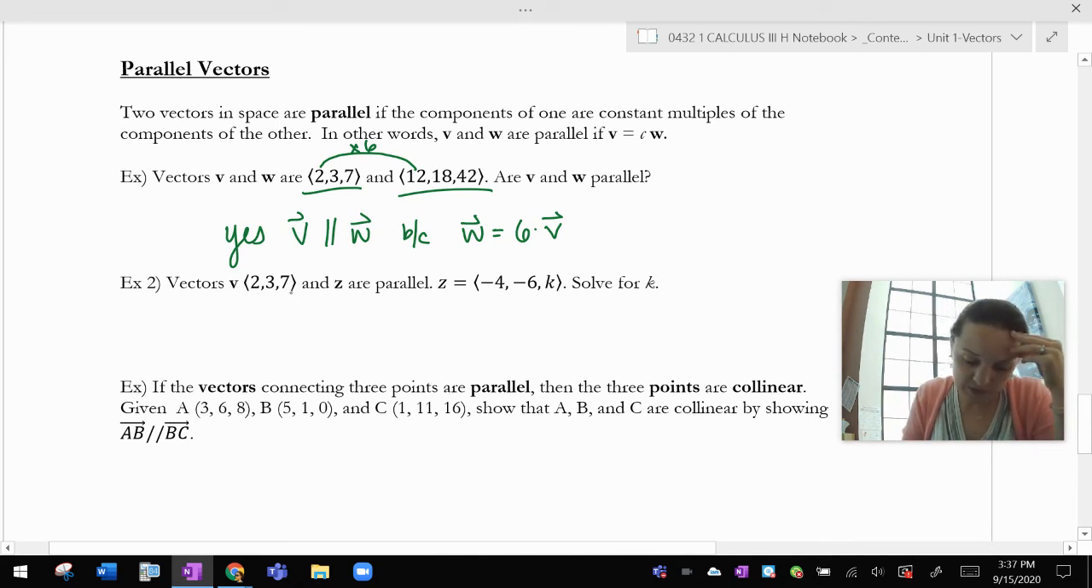Vectors v, (2, 3, 7), and z are parallel. Solve for k. Okay, so if these are parallel, there's got to be a constant multiple. 2 became negative 4, so I'm realizing I multiplied by negative 2. Therefore, 7 needs to get multiplied by negative 2.